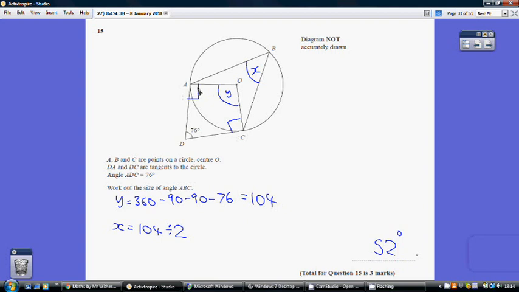Now if we consider the quadrilateral, the four-sided shape AOCD, angles in a quadrilateral always add up to 360 degrees, so Y must be 360 minus 90 minus 90 minus 76, which is 104. Now another one of the circle theorems tells us that the angle at the circumference is half the angle at the centre, so X must be half of 104, which is 52 degrees.